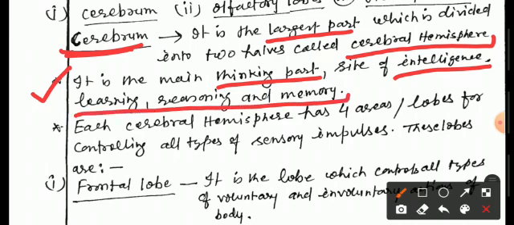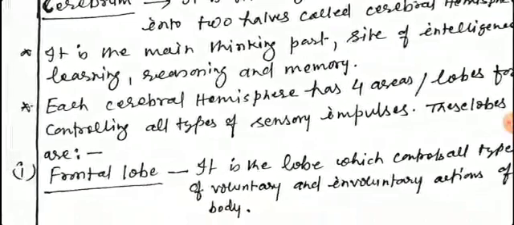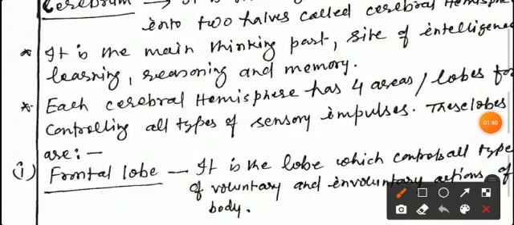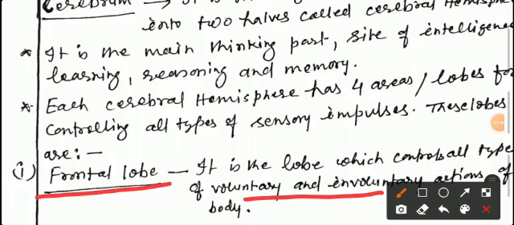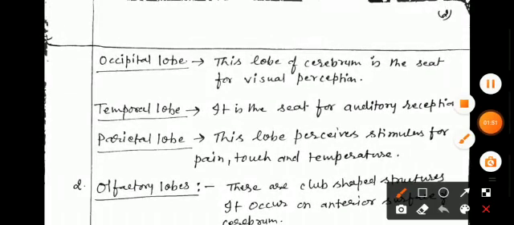Each hemisphere has four areas or four lobes for controlling all types of sensory impulses. These lobes are the frontal lobe, occipital lobe, temporal lobe, parietal lobe and olfactory lobes. So at first, about the frontal lobe. It is a lobe which controls all types of voluntary and involuntary actions of various body parts. The second lobe is the occipital lobe. This lobe of the cerebrum is the seat for visual perception.